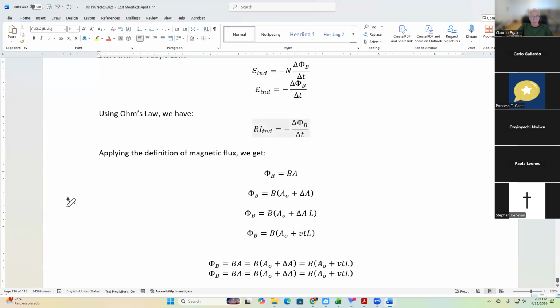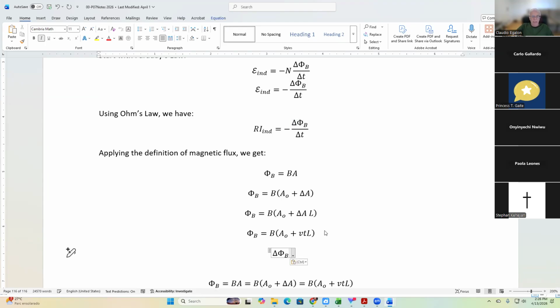Okay, I got it, only the magnetic flux, right? What about the change in magnetic flux? We need a change in magnetic flux, okay? That's what we need here. The change in magnetic flux is going to be the magnetic flux at a given instant of time minus the initial magnetic flux.